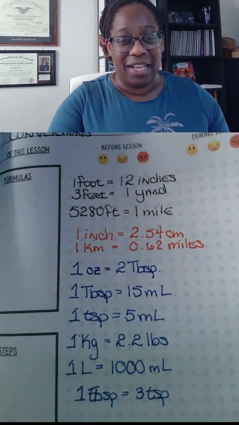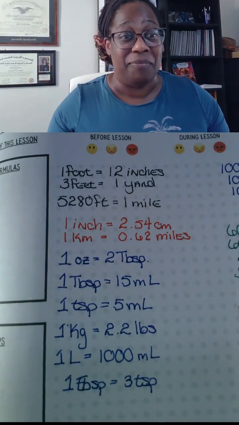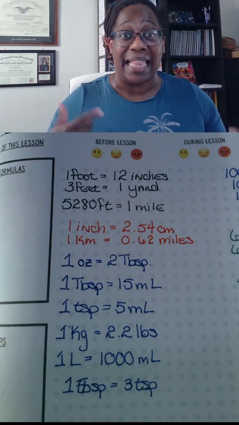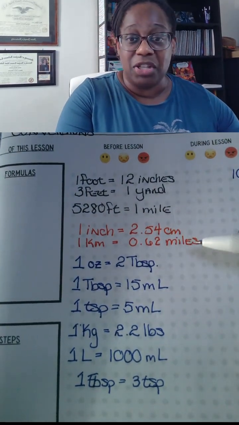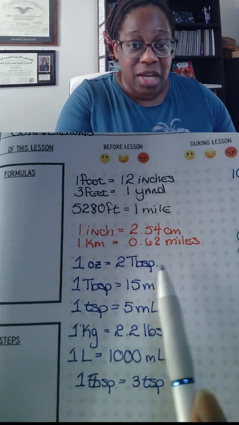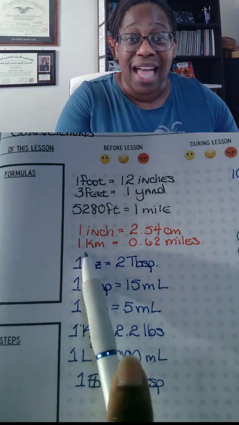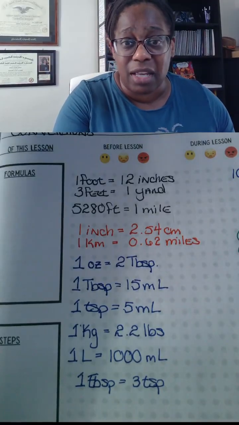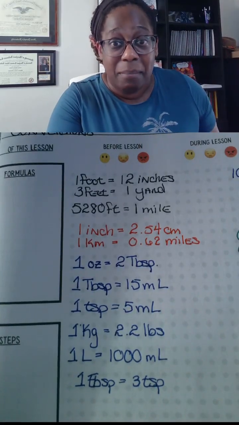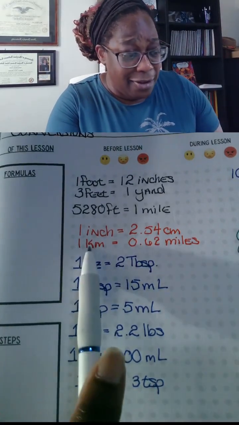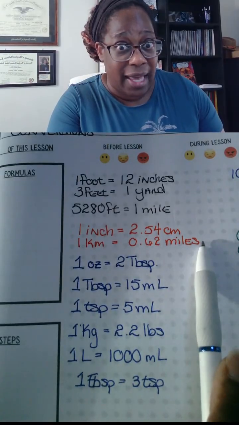So if you want to go ahead and take a quick little snapshot, these are the ones that you're going to see a lot of. So the other ones are your inches, your kilometers going to miles. That'll be great for you to know, especially if you're thinking about traveling outside of the country. If you're thinking about doing the military, you need to know that one, okay?